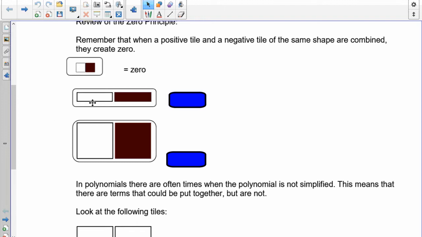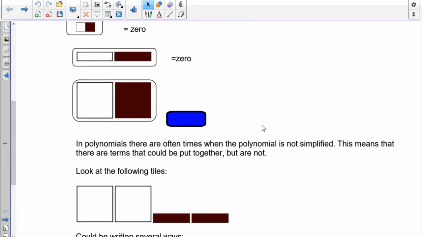equation. Same thing here, this is a positive x and a negative x. Put them together, you get zero. This is a positive x squared and a negative x squared. You put them together and you also get zero.